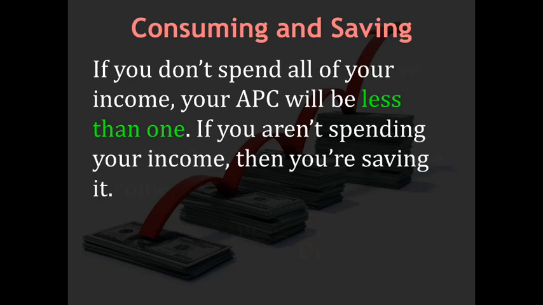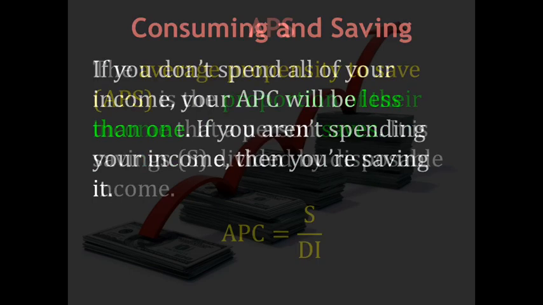Which leads us to the APS, the average propensity to save. It's the proportion of income that a person saves. It's savings divided by disposable income.